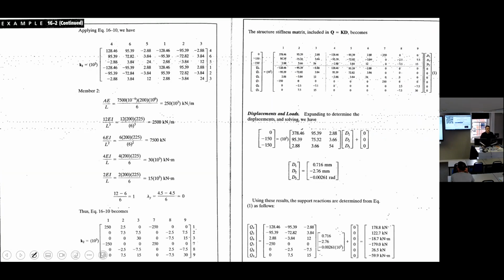So I just go through the same procedure. K1 is this one for 6 degrees of freedom. K2 is this one for 6 degrees of freedom. Again, we have a 9 by 9 matrix full of 0, just to put them in the right places. This is the vector of external forces.